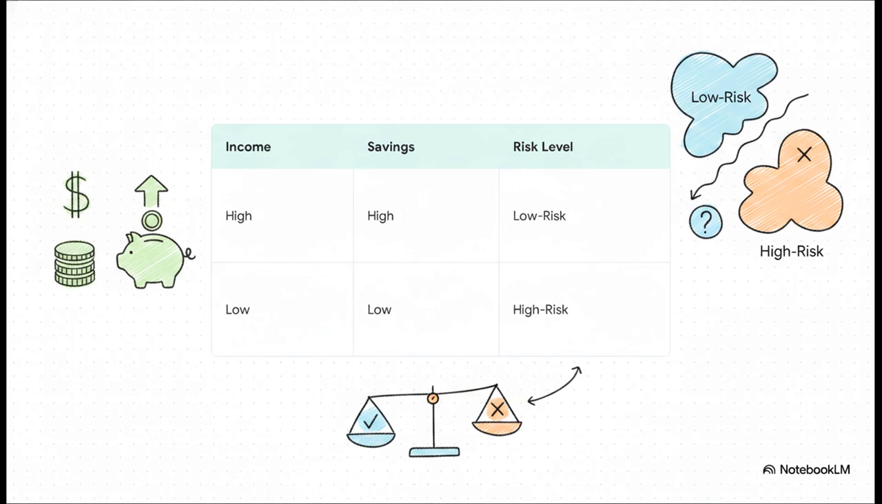Think about looking at historical loan data. You'd see data points for a customer's income and their savings, and then a final label indicating their risk level is either low or high. Our goal here isn't to predict a specific dollar amount for their future bank balance. No. Instead, we want to use those independent features, the income and the savings, to classify a totally new, unseen customer into one of those distinct categories. We want the machine to learn the boundary that separates the low-risk folks from the high-risk ones.